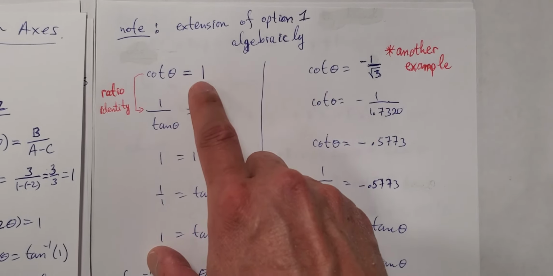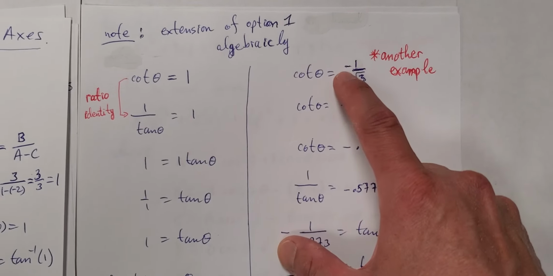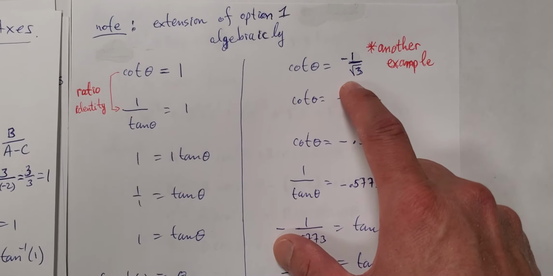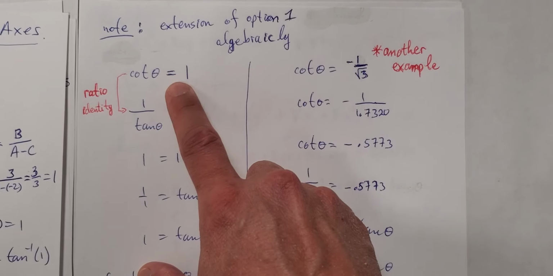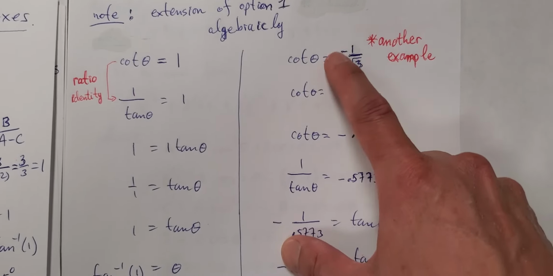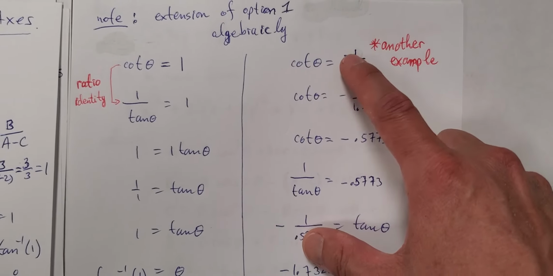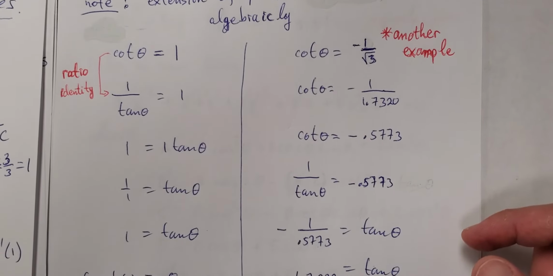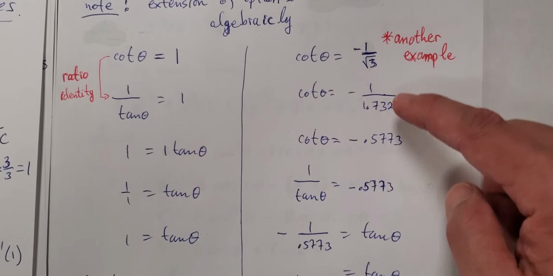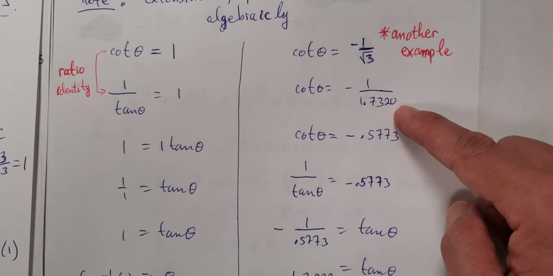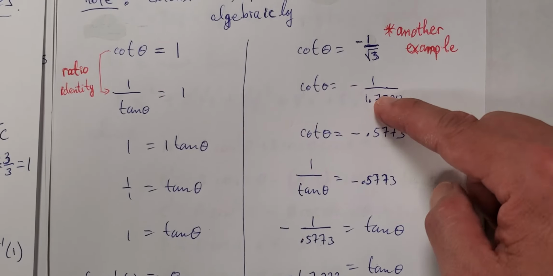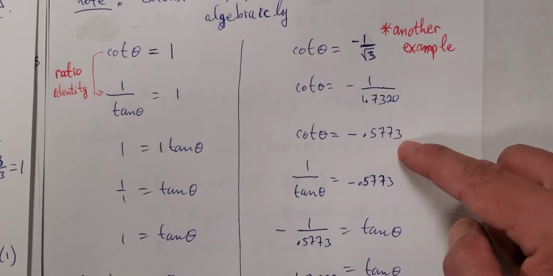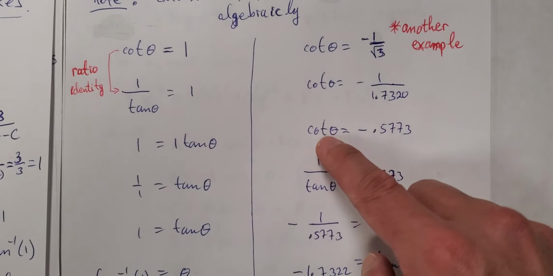If it's not a nice number, what do you do when it is not a nice number? So again, just pretend. Okay, so this is a nice number. This right here is not a nice number. So how do I do this? Just basic order of operations: square root of 3, which is 1.7320. 1 divided by it gives me 0.5773. Don't forget the negative.